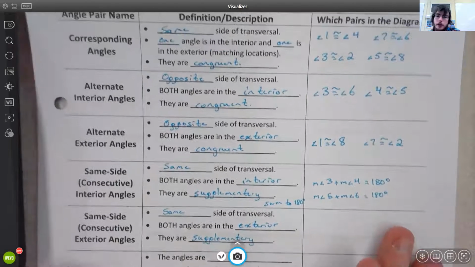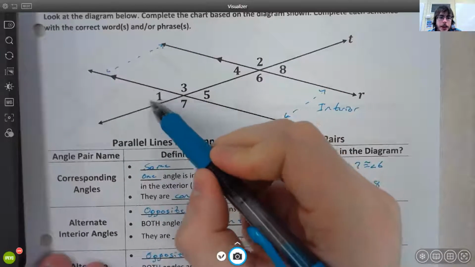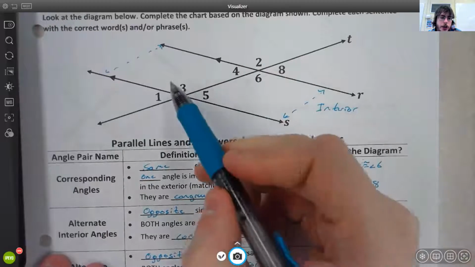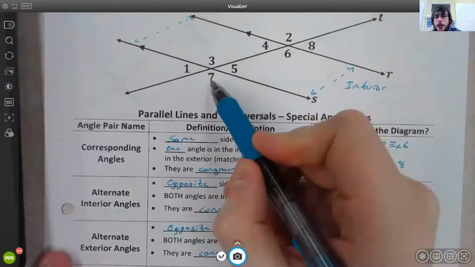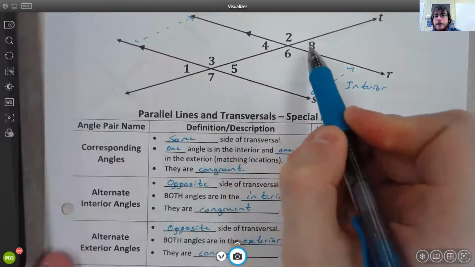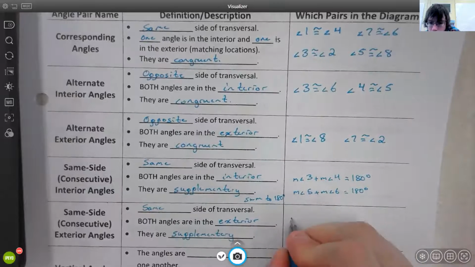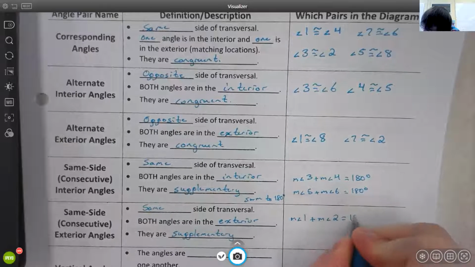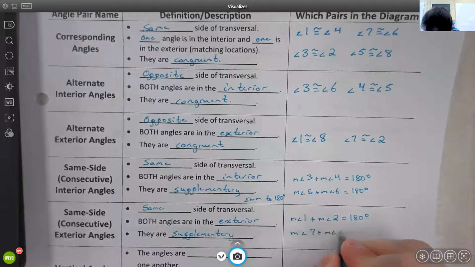So if we look here at our diagram, angle 1 is in the exterior, so we need one that's on the same side from the different intersection that's also on the exterior, so that has to be angle 2. And we can also see that angle 7 and 8 follow that exact same logic. So the measure of angle 1 plus the measure of angle 2 is equal to 180. And the measure of angle 7 plus the measure of angle 8 is equal to 180 degrees.